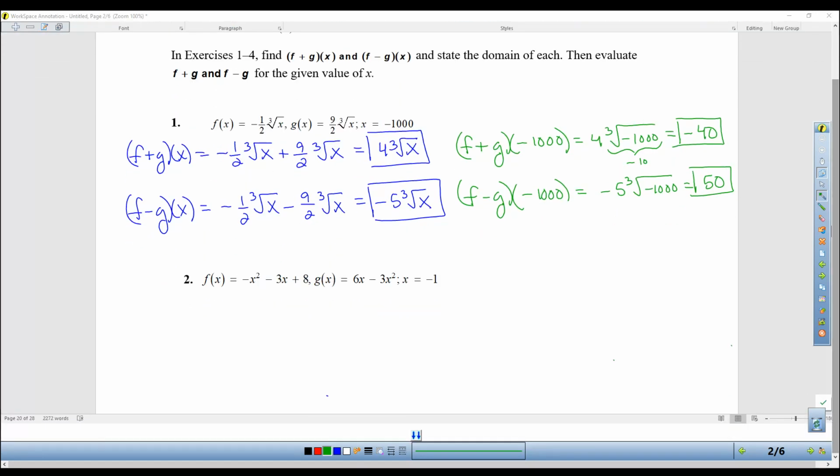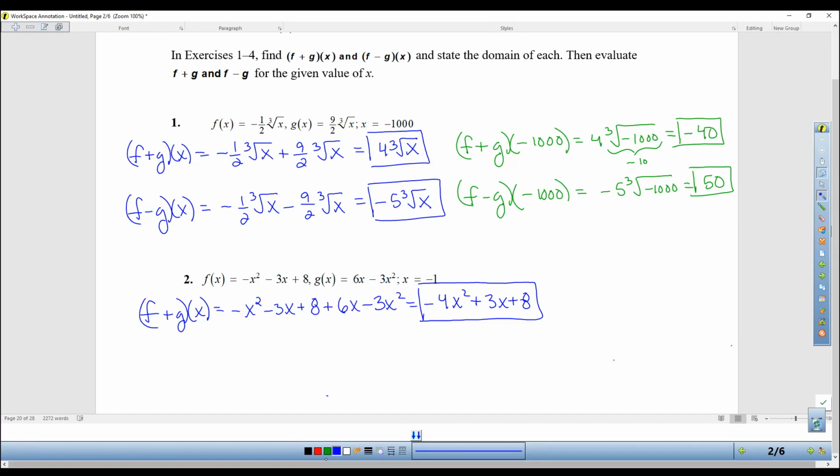So if that made sense, don't just watch these. You should try as many as you can on your own. f plus g of x is equal to negative x squared minus 3x plus 8 plus 6x minus 3x squared. I collect my like terms and I put it in descending order at the same time. That's my first answer. And then f plus g of negative 1. Negative 1 squared is positive 1, so negative 4. Negative 1 times 3 is negative 3, plus 8 gives me positive 1.